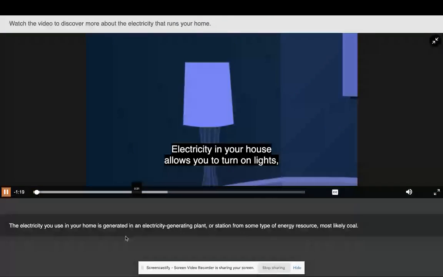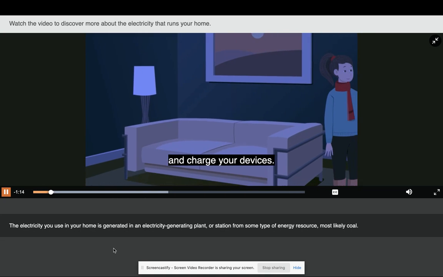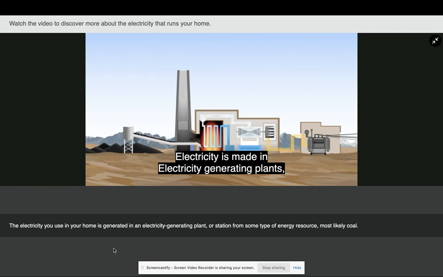Electricity in your house allows you to turn on lights, cook your food, and charge your devices. But where does the electricity come from? How does it get to your home? Electricity is made in electricity generating plants, or stations.